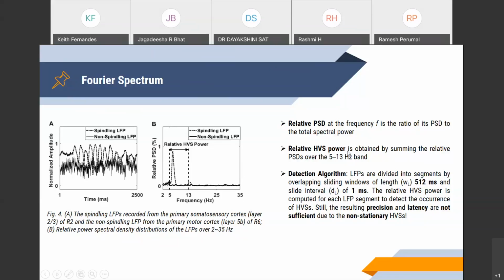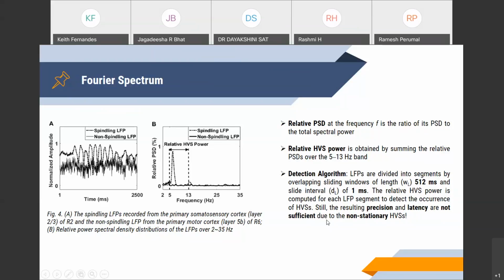And the relative HVS power is nothing but the sum of the relative PSD in the 5 to 13 Hz range. This can be used as a detection threshold criterion parameter to detect the occurrence of high voltage spindles, as explained in this algorithm. We can use an overlapping sliding window. We can divide the LFPs into shorter segments, and we can compute the relative HVS power for each LFP segment to detect whether it is an HVS or not.